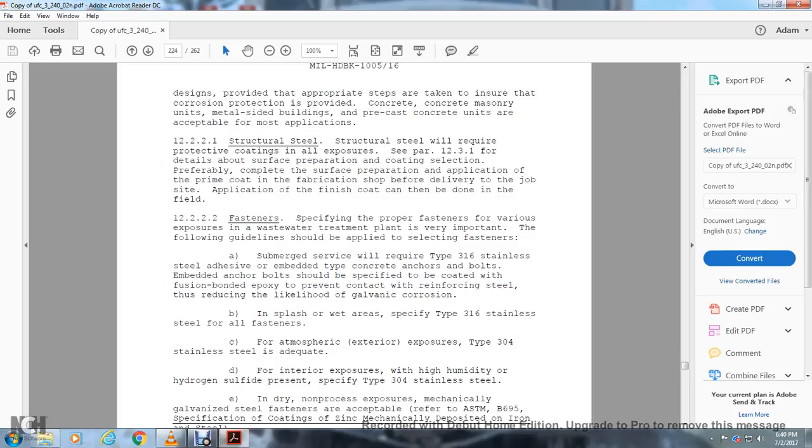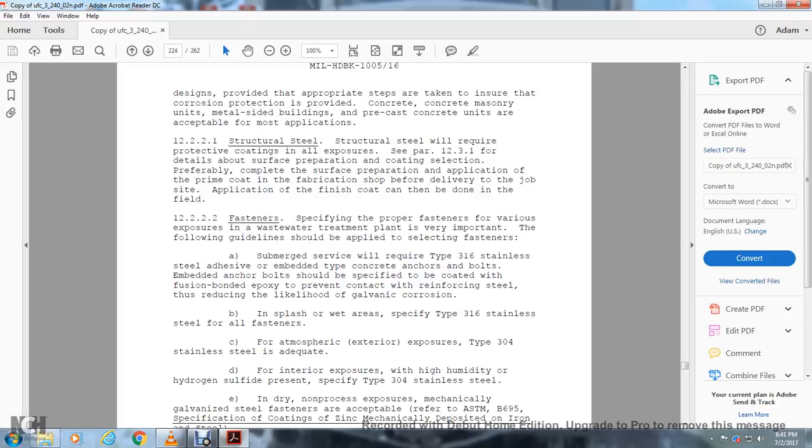12.2.2.2 Fasteners. Specify the proper fasteners. The various exposures in the wastewater treatment plant are very important. The following guidelines should be applied when selecting fasteners. A. Submerged surfaces: use type 316 stainless steel, except for the embedded type of concrete anchors. Embedded anchor bolts should be specified and coated with fusion bonded epoxy to prevent contact with the reinforcing steel, reducing the likelihood of galvanic corrosion. In splash and wet areas, specify type 316 stainless steel for all bolts and all fasteners.